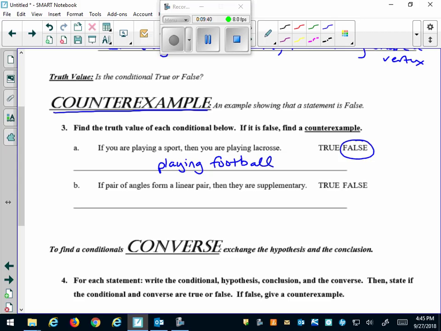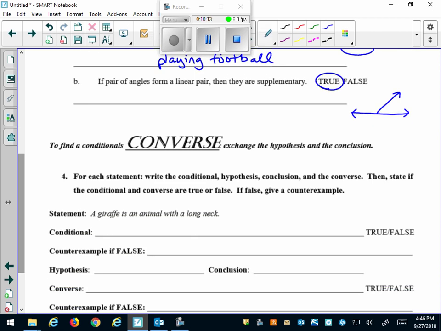Let's look at the next one. If a pair of angles form a linear pair, then they are supplementary. This is actually true, because all angles that form a linear pair have to be supplementary. I can't think of an example of a pair of angles that are forming a linear pair that are not supplementary. Therefore, there's no counterexample, so this thing is false. I mean, it's true. That's a true statement.